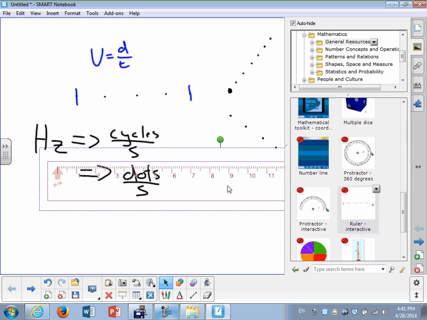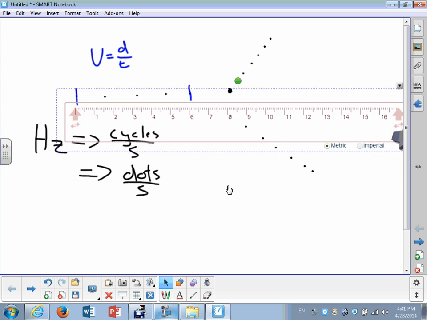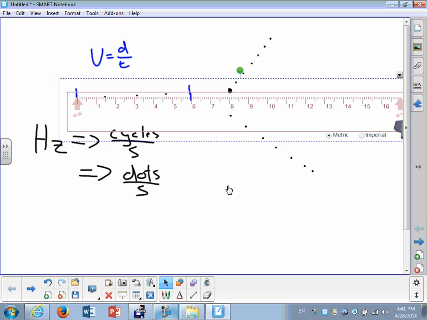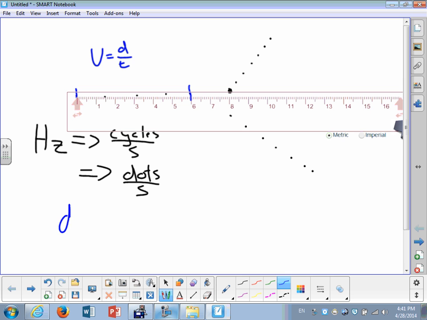So there's my ruler. I've got those two lines there to help me figure this out. And looking at that, look at that. As luck would have it for me, it's about 6 centimeters. So I'm just going to put that over here. My distance is 6 centimeters.